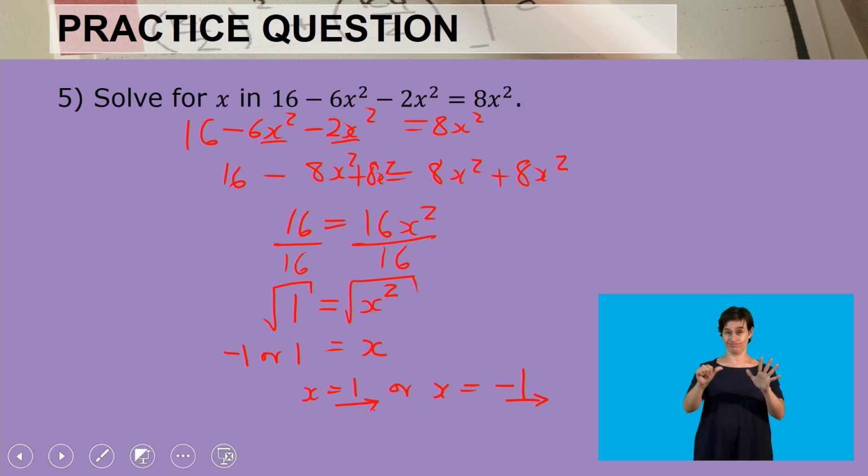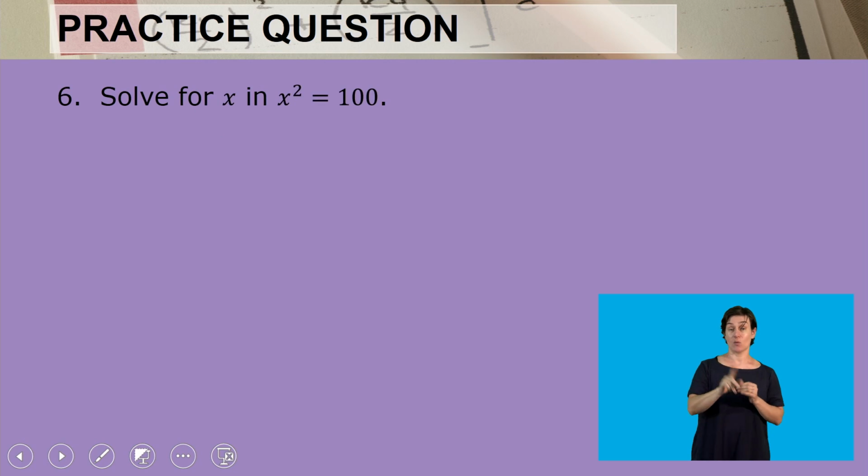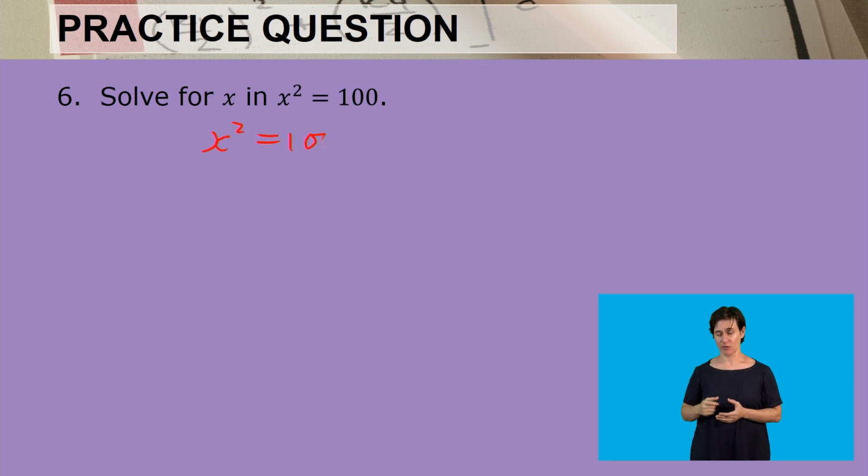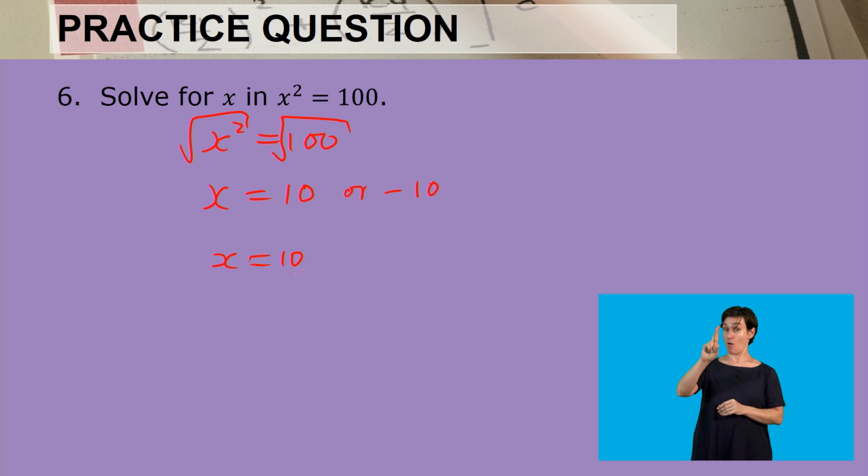Then let's look at the next one. Solve for x in x squared equals 100. We apply the square root sign on x squared because we want x. So the square root sign on x squared, and on the right-hand side as well we apply the square root sign. The square root of x squared is x, and the square root of 100 is either 10 or negative 10. Therefore x equals 10 or x equals negative 10.